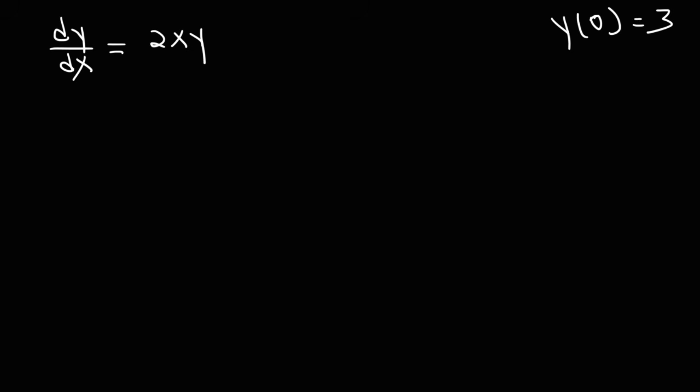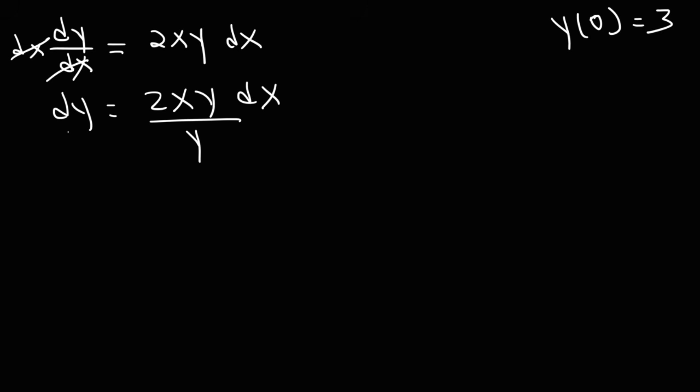Now once again, let's separate the variables. But first, let's multiply both sides by dx. So we have dy is equal to 2xy times dx. Now the next thing that I'm going to do is divide both sides by y. So on the left I have 1 over y dy. On the right, 2x dx. So all of the variables have been separated. We have the y variables on the left side, the x variables on the right side.